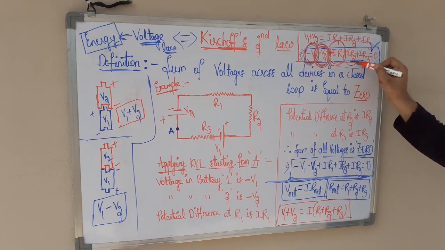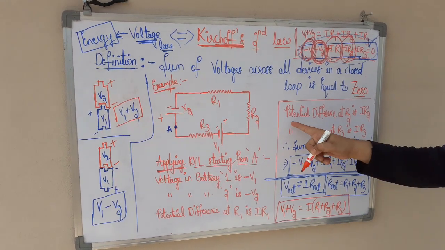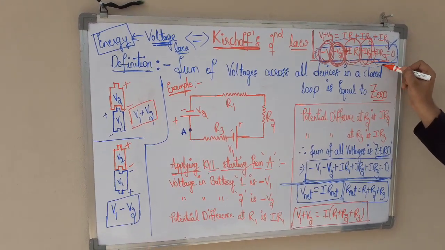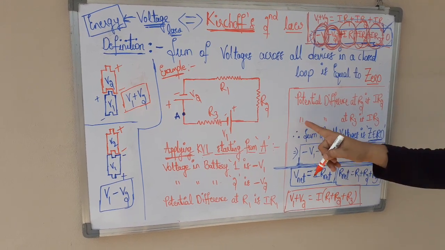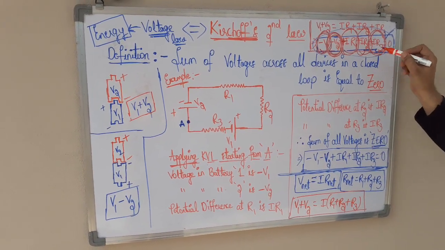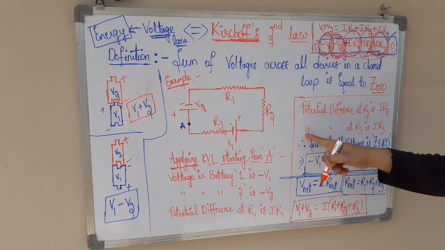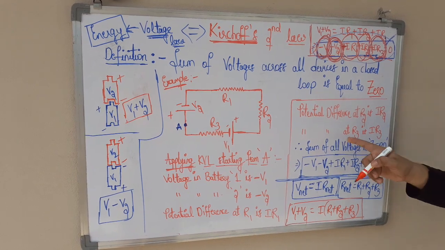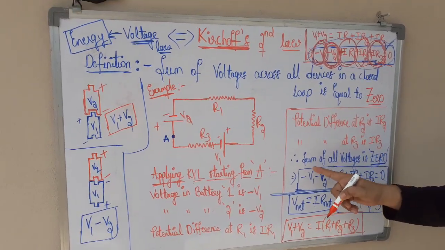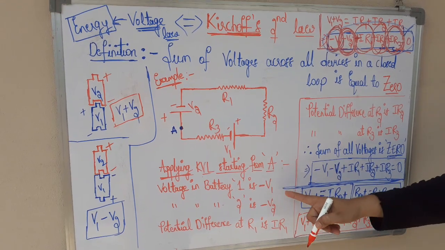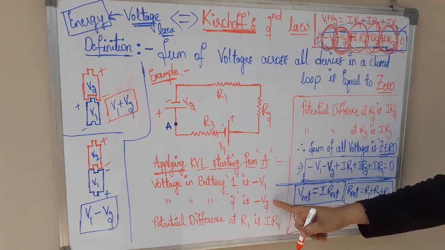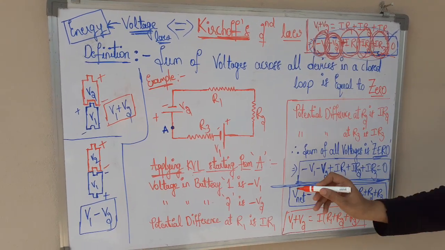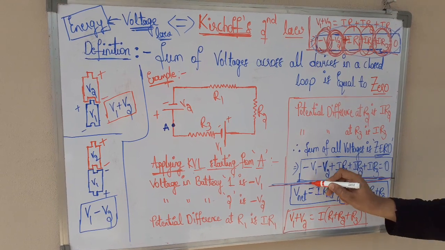In the final equation we have plus IR2. That is why we write that the potential difference at R2 is IR2. And in the final equation we have plus IR3. That is why the next step is that the potential difference at R3 is IR3. So the sum of all voltages is 0. We add all these: minus V1 minus V2 plus IR1 plus IR2 plus IR3 is equal to 0. Till here you need to write in the exam.